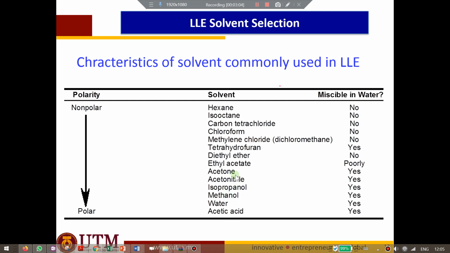So that is another factor before we can decide which kind of solvent we can use for the liquid selection. But the most important thing depends on the polarity of the analyte of interest. If your analyte of interest is non-polar, you use a non-polar solvent. If your analyte is polar, you use a polar solvent.